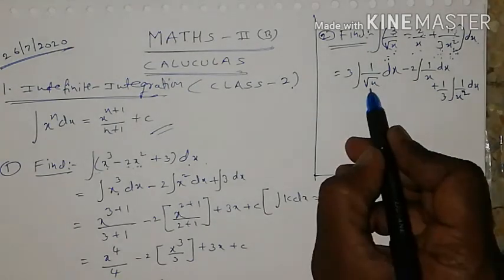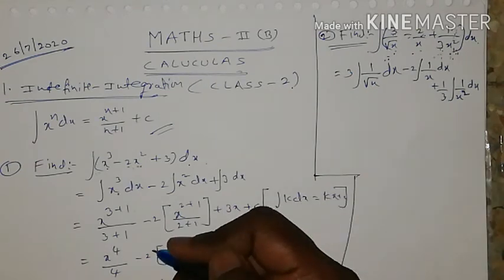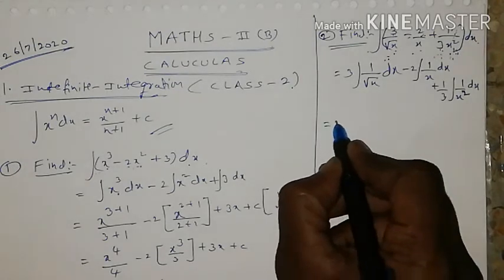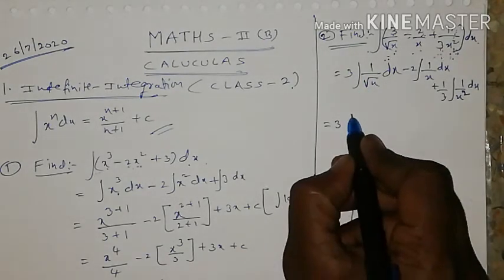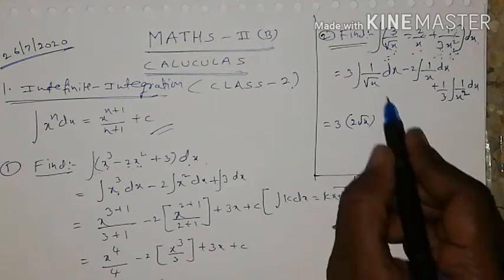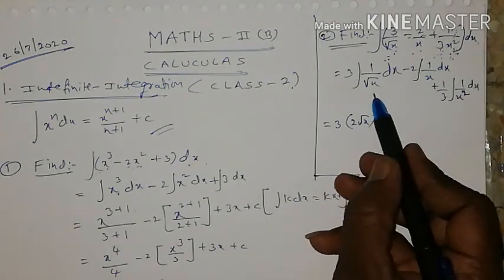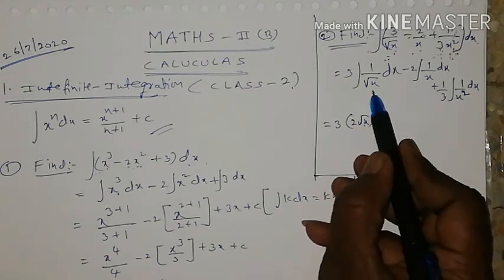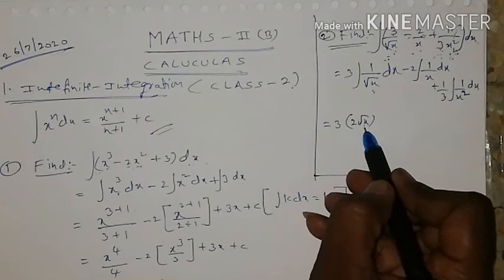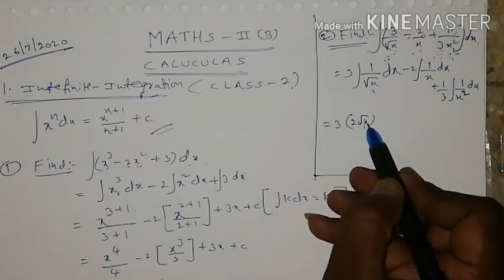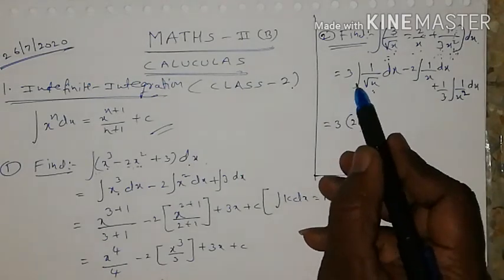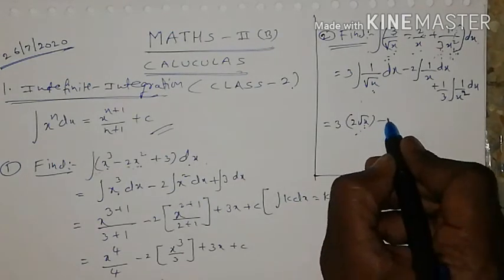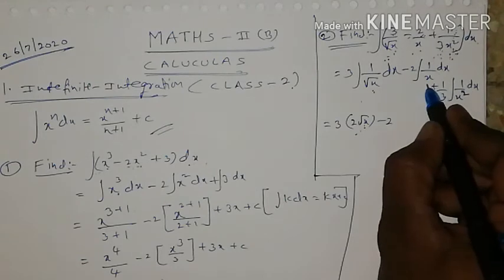Now these formulas you already learned, in the first class I explained. Integration of 1 by root x. What I said? Integration of 1 by root x is 2 root x. This is the formula. So I am applying it here. So this integration is over now. Integration of 1 by root x is equal to 2 root x. Clear? Right. Next, minus 2 into integration of 1 by x.